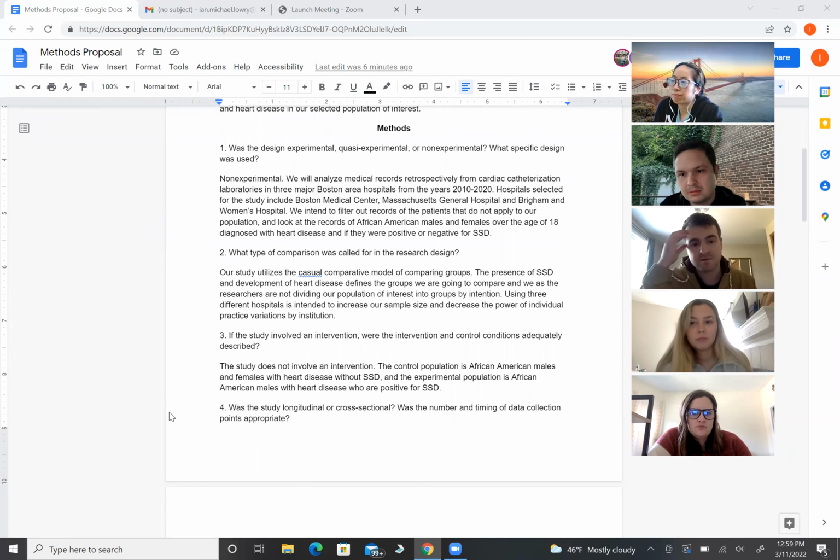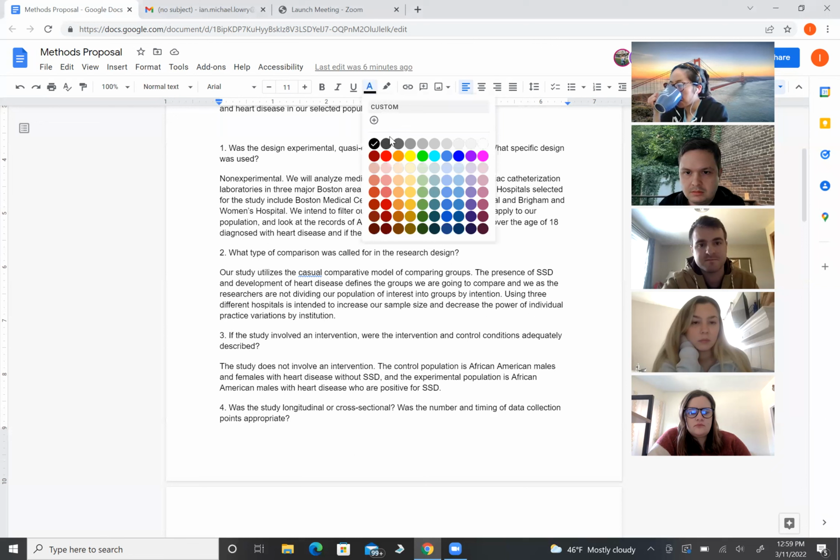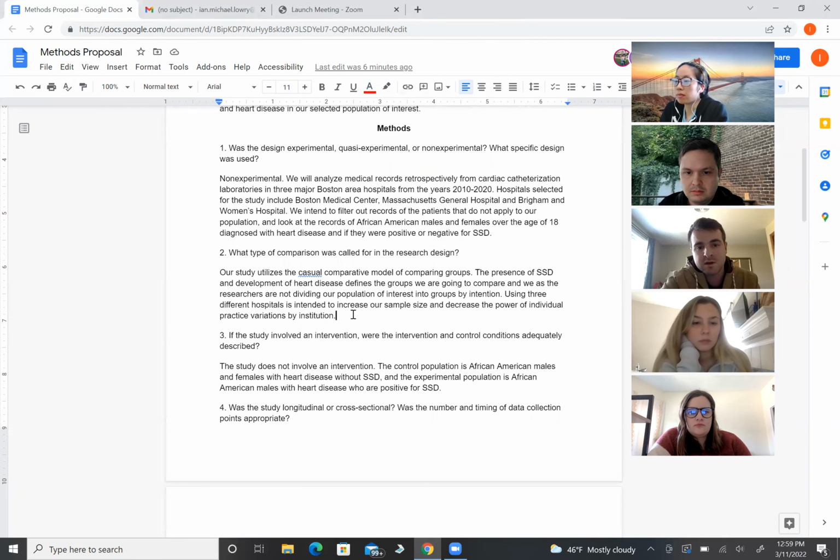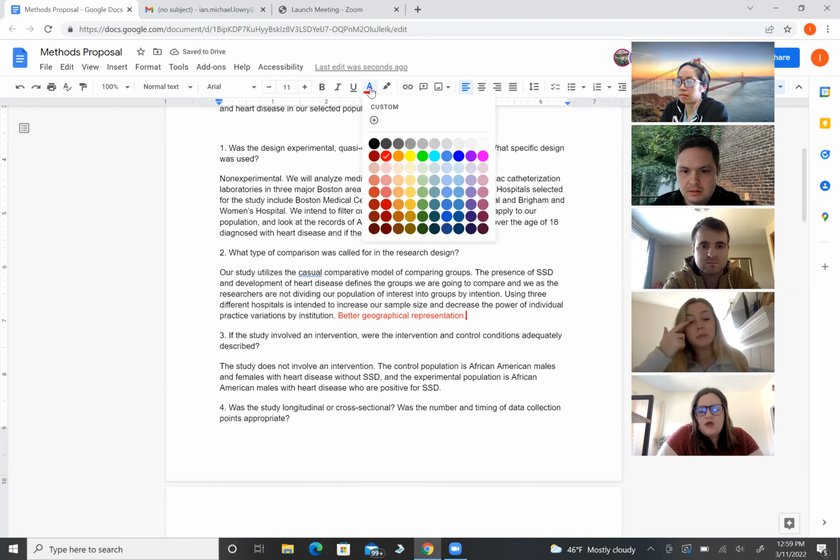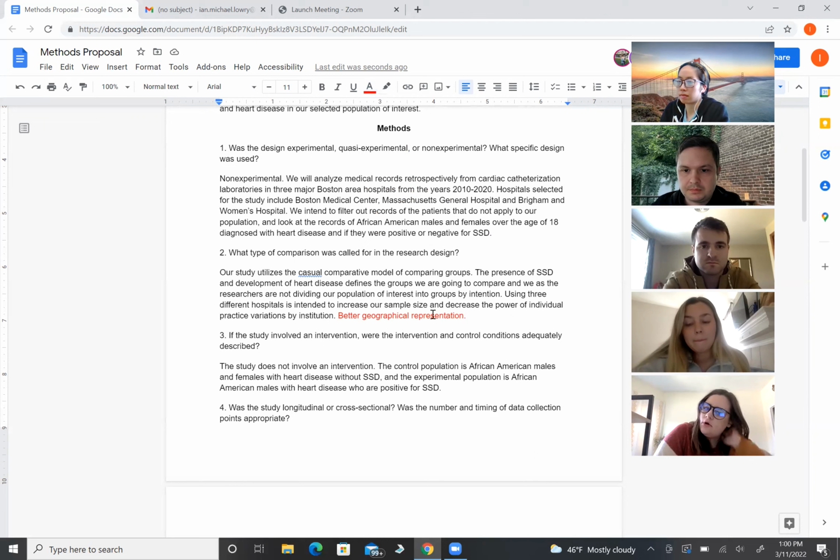No, that kind of covers it all. And also, using 3 hospitals gets a better sample population of the actual area, not just one localized area. Yeah, so let me just add that in here. Better geographical. Okay. I think it'll also have a better population representation. Yeah.